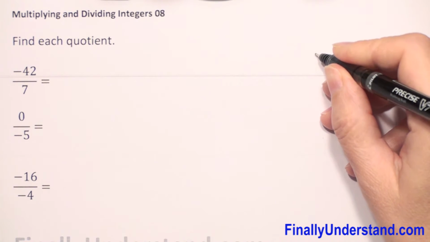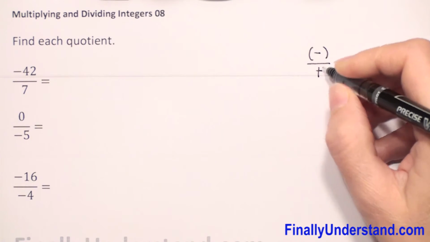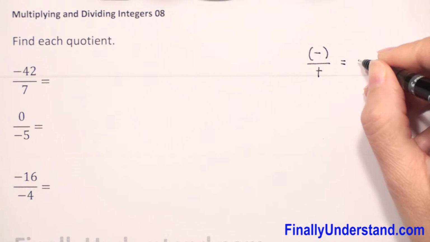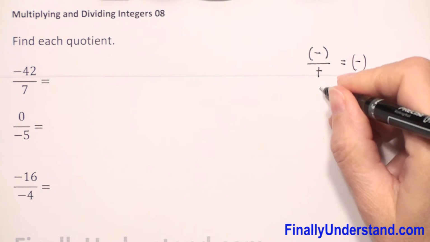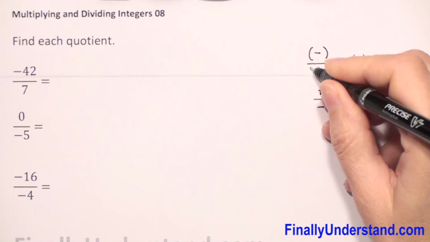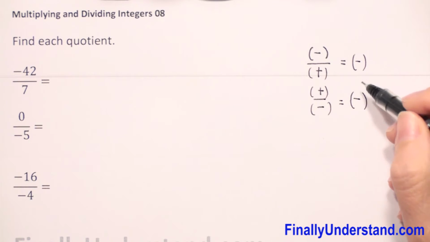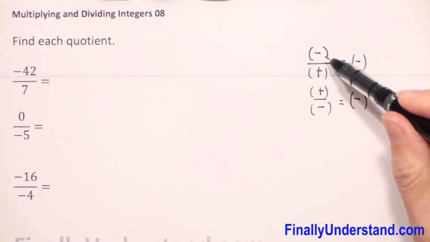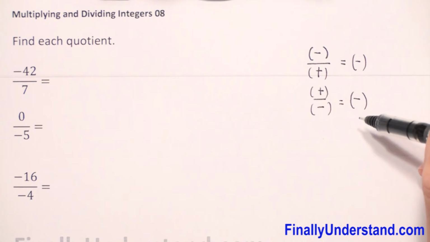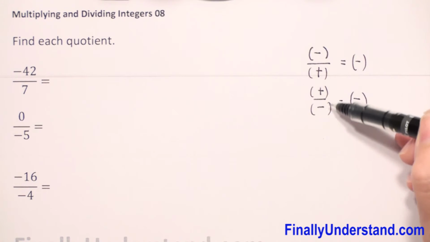Let me write this. When we have negative number over positive, of course, the positive, the answer is negative. When you have positive number over negative, the answer is negative. The same rules like for multiplication of integers. If one of the numbers is negative, the answer will be negative. It doesn't matter if this number is in numerator or in denominator.